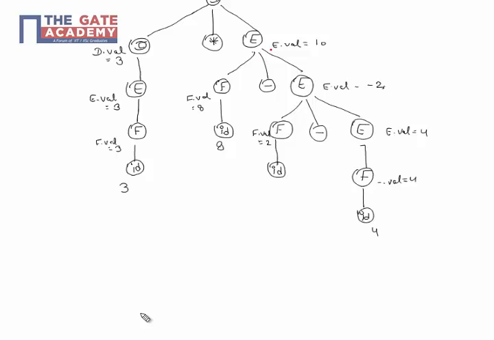Now if I have evaluated this E.val, then I can evaluate this D.val. This D.val is dependent on this D.val and E.val. So this D.val is equal to actually 3 multiplied by 10, that is 30. So my answer is equal to 30. So the answer is actually 30.